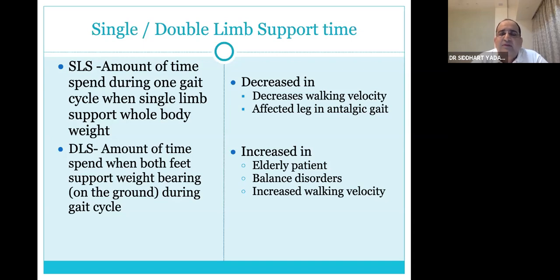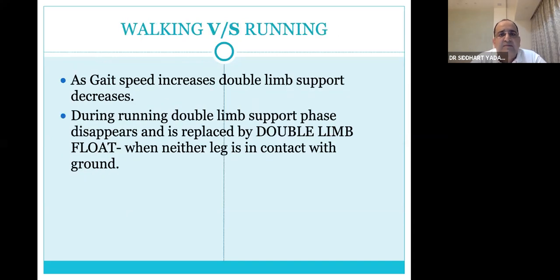Now single limb support decreases when walking and it affects walking velocity. For example, single limb support is decreased when there is a painful condition and the stance phase is reduced, which we see in antalgic gait. Double limb support increases when a person walks slowly, like an elderly patient with a balance disorder, or with increased walking velocity.